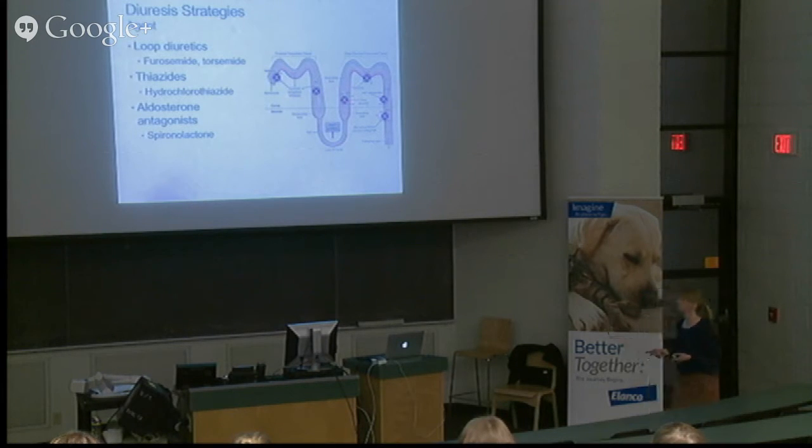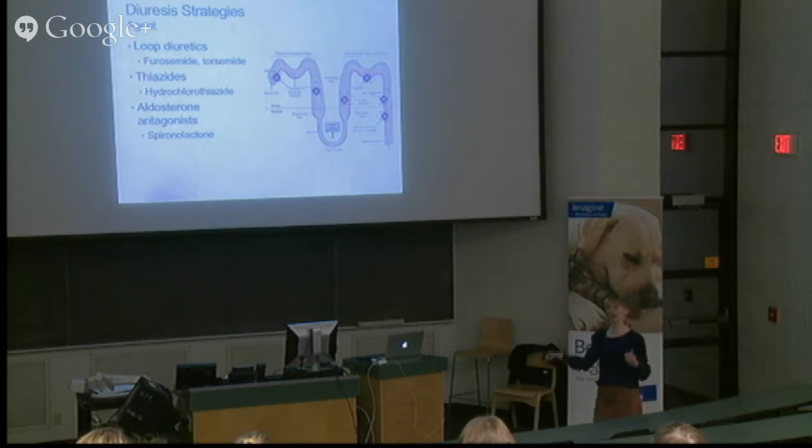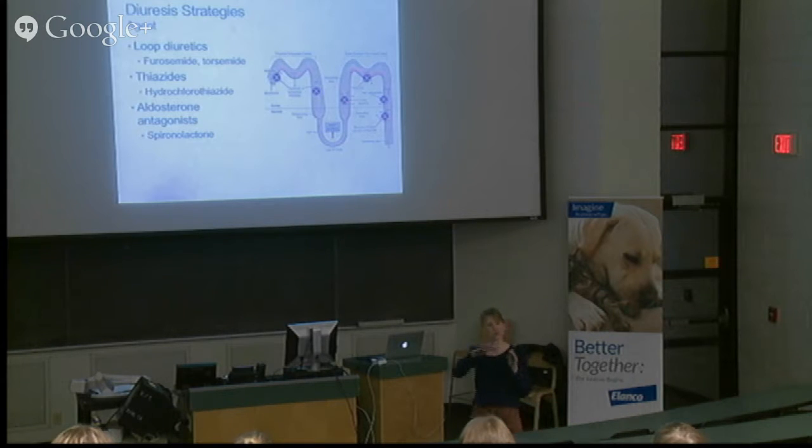So those would be things like furosemide and also something called torsemide, which I'll touch on very, very briefly. Other choices, the thiazide group, the main one that we use being hydrochlorothiazide, it acts more distally here in the distal convoluted tubule. And then finally, aldosterone antagonists like spironolactone. Those are agents that are going to work much more distally in our collecting duct, way down here at this mineralocorticoid receptor antagonist spot.